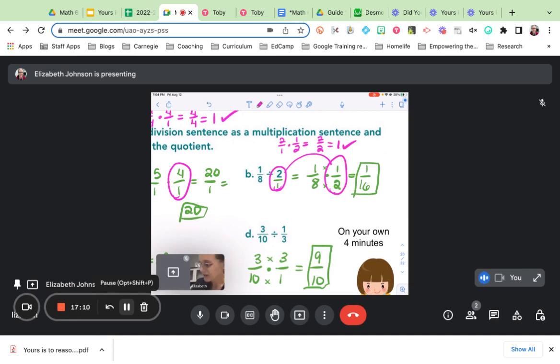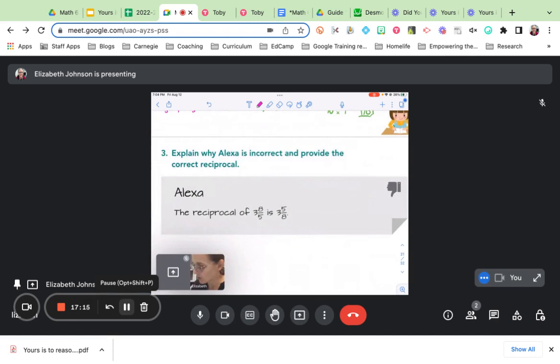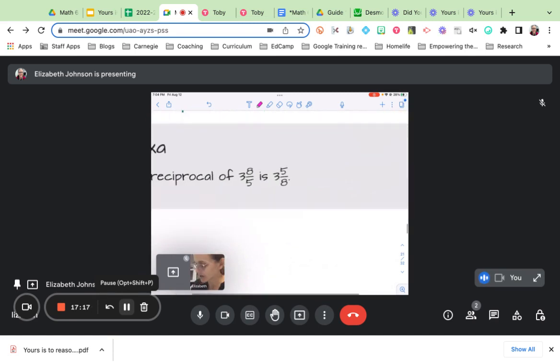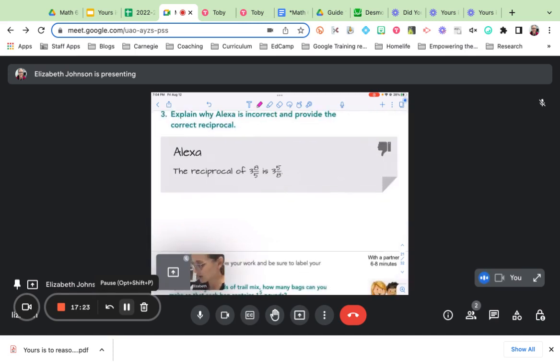Now, let's take a look at Alexa's work again. We want to help her figure out why she's incorrect. She thinks that the reciprocal of 3 and 8/5 is 3 and 5/8. Pause the video and talk with a partner about this. She's not right, and I want to see if you can figure out why. So I want you to pause the video and talk for 3 minutes. Hit play when you're ready to talk about it as a class.